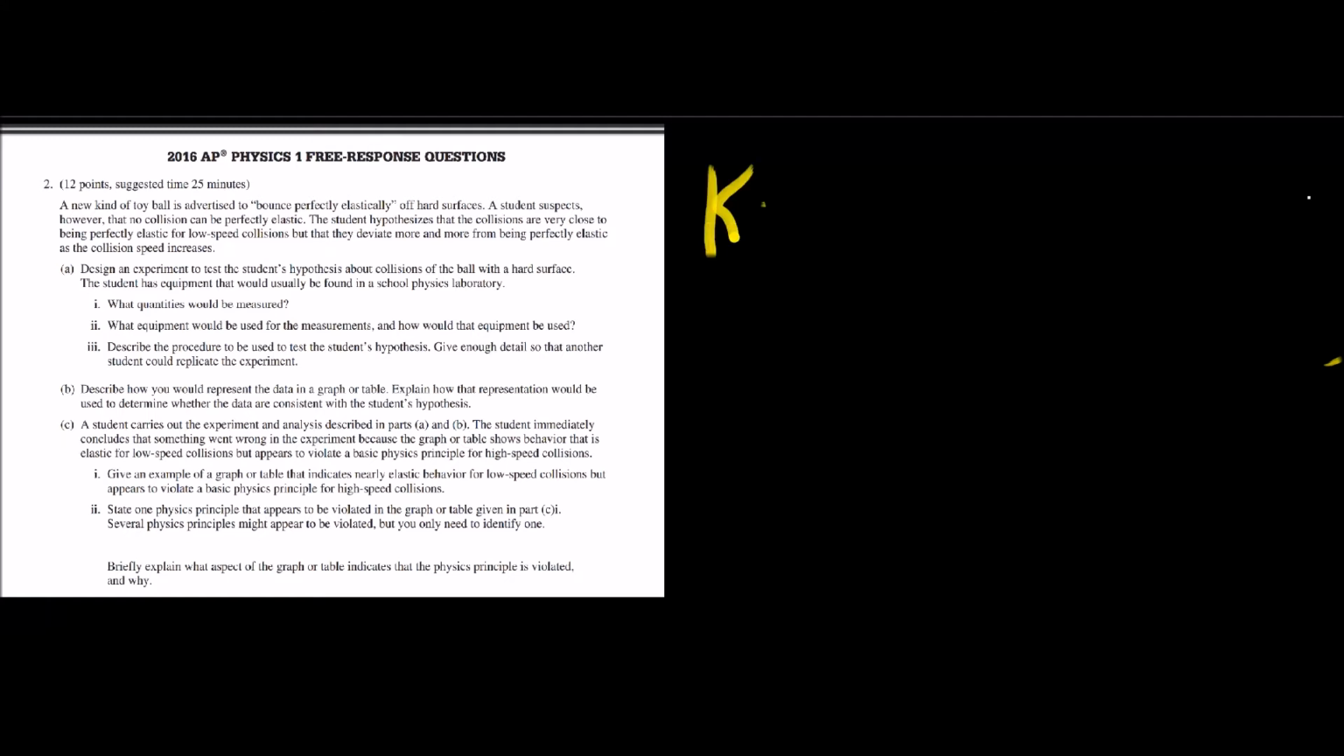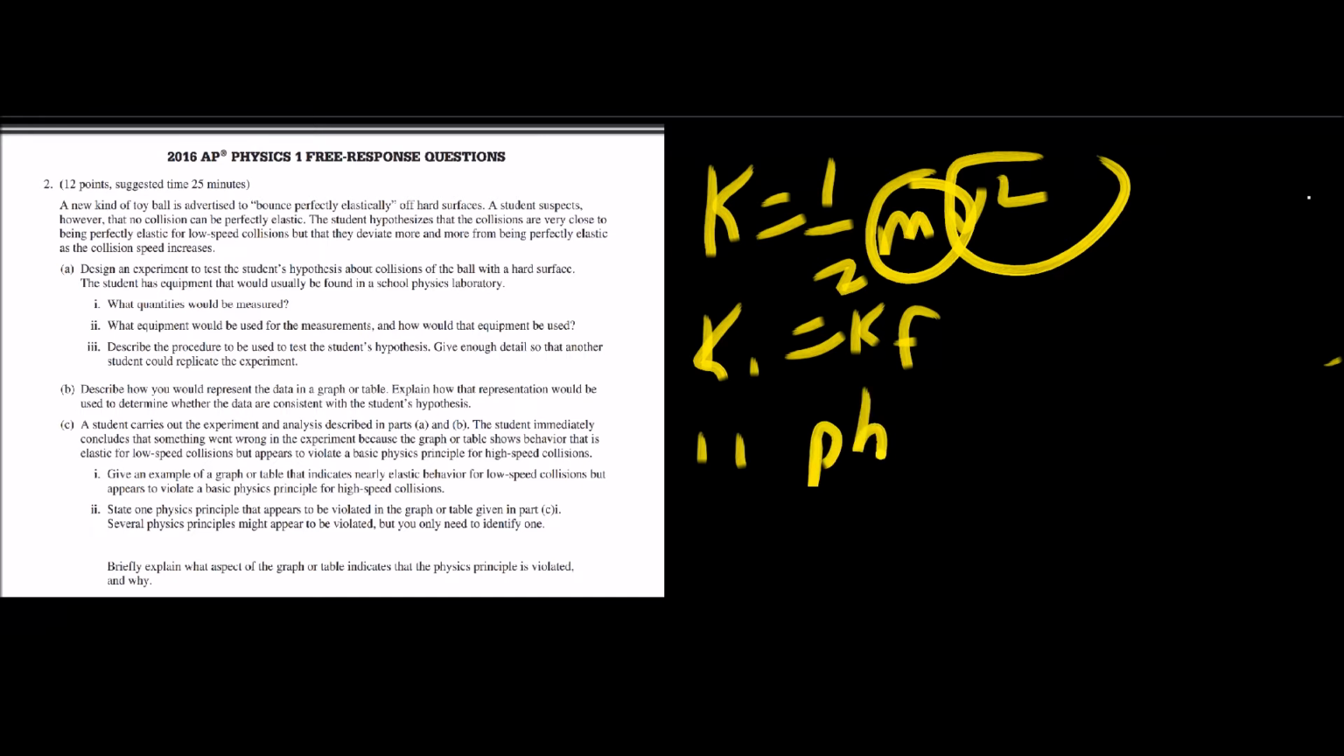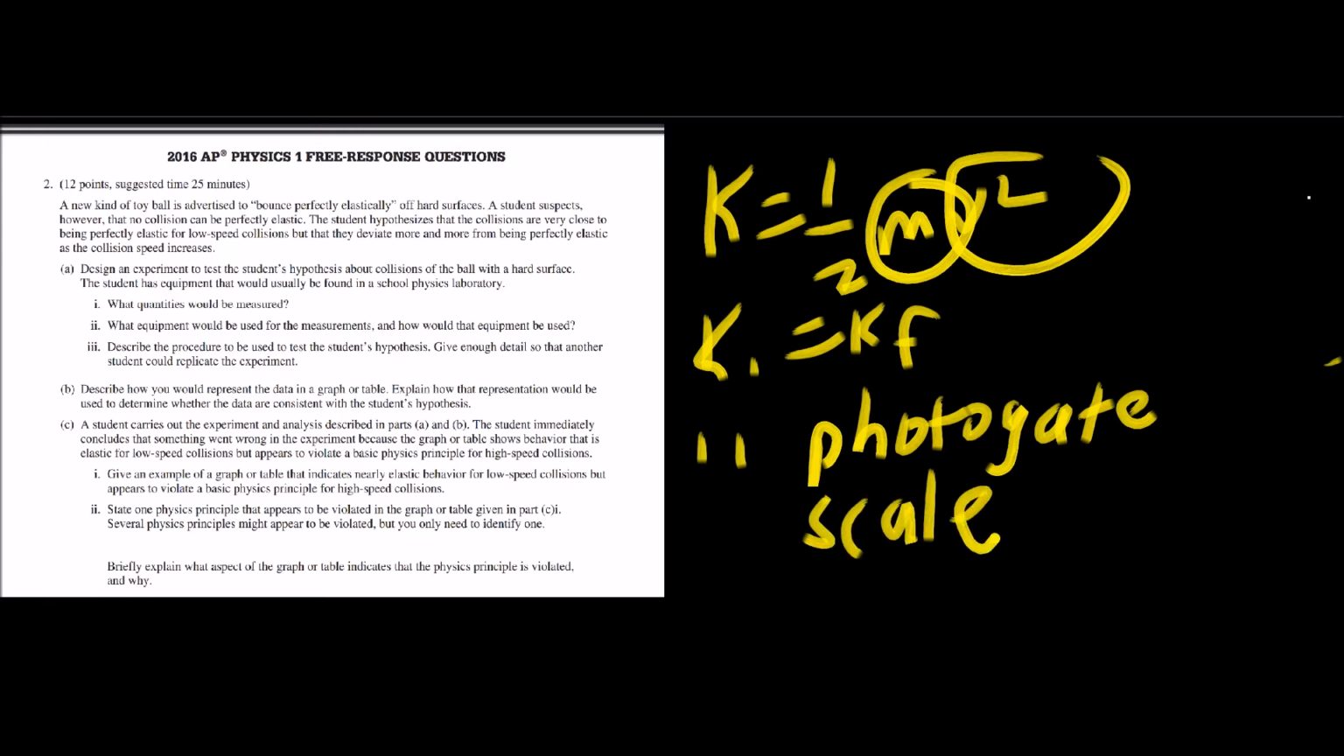Kinetic energy is 1/2 mv squared. So we need to check whether the initial kinetic energy equals the final kinetic energy. That means the quantities we need are velocity, v squared, and mass. Those are our two quantities, velocity and mass. And we can measure velocity in the experiment using a photogate. So that answers part 2. We need a photogate, and we need a scale for the mass.